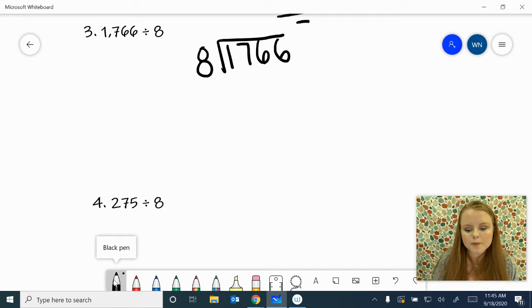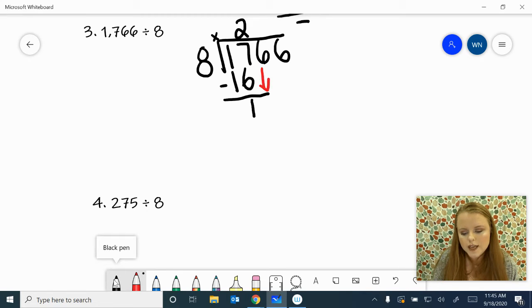All right, let's go over this problem. 8 goes into 17. 17 divided by 8 would give us 2 because 2 times 8 is 16. Time to subtract. 17 minus 16 is 1. Bring down that 6. Same problem again. 8 can go into 16. I know that's 2 times because we just did that. So 2 times 8 is 16. 16 minus 16 is 0. And let's bring down that 6.